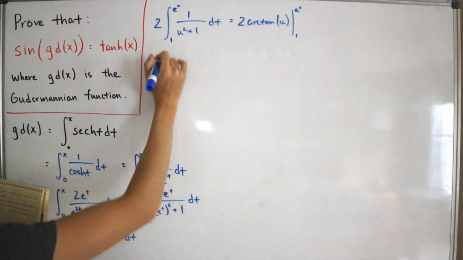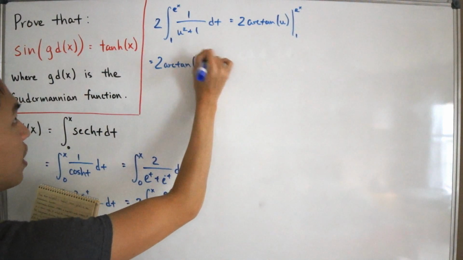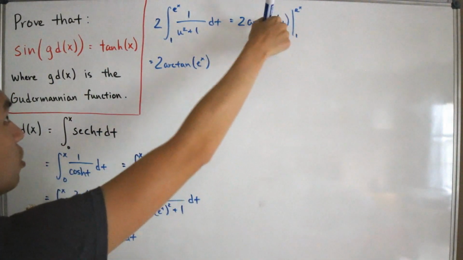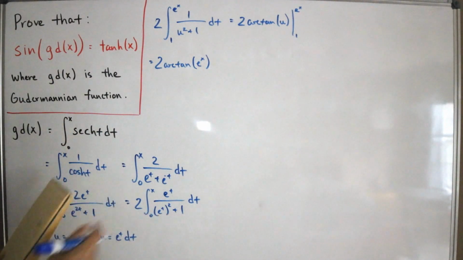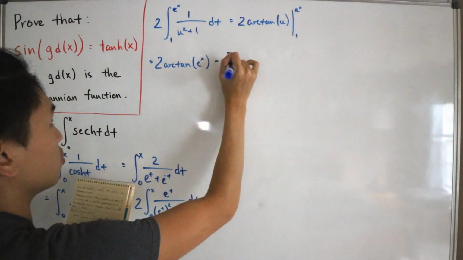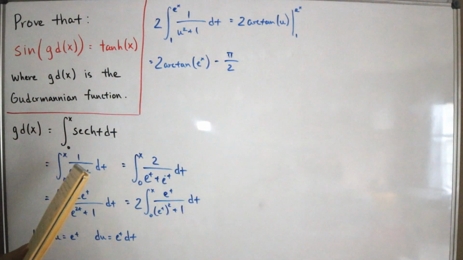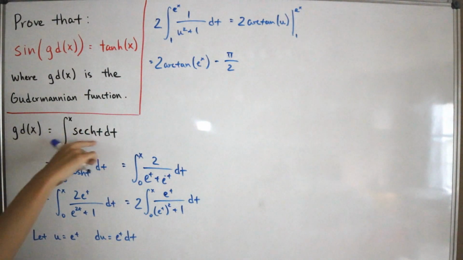Very straightforward to see that this is 2 times arctan of e to the x. And then if we plug in 1 for arctan of u, that's basically just pi over 4, then multiply by the 2, subtract that, and so that's going to be minus pi over 2. And so that completes the evaluation of our Gudermannian function gd of x over here.